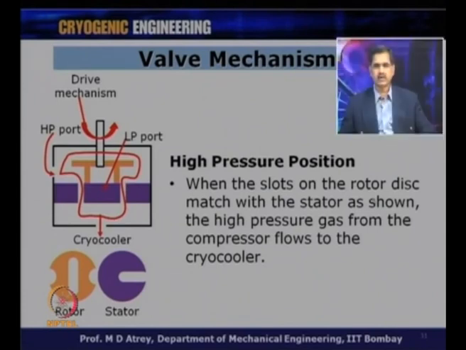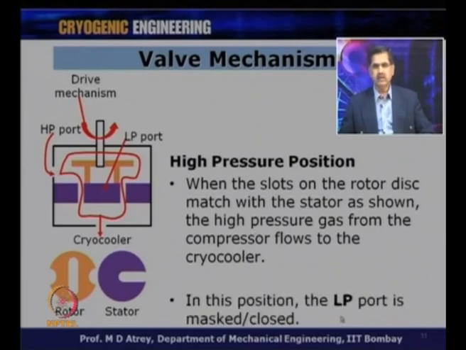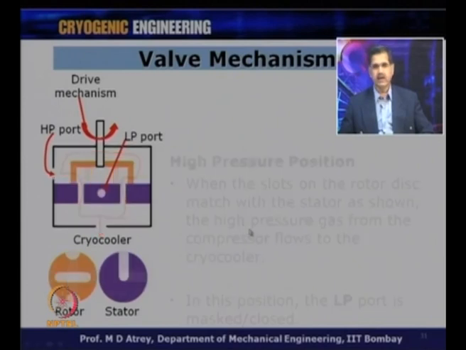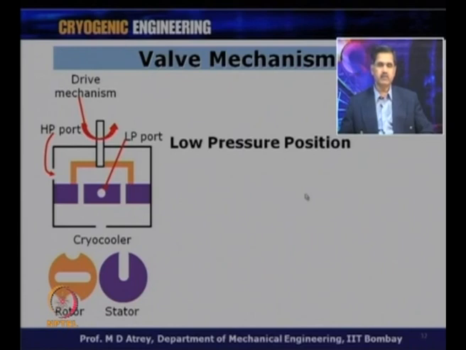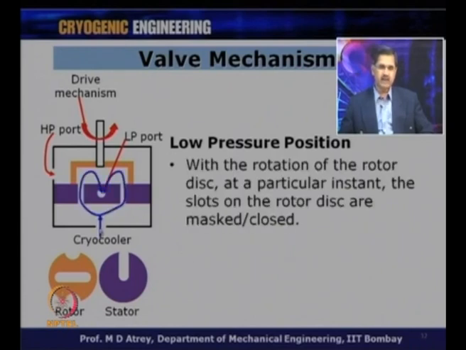When the slots of the rotor disc match with the stator as shown, the high pressure gas from the compressor flows to the cryocooler. In this way, the high pressure gas will go to the cryocooler. In this position, the low pressure is completely closed. The gas cannot see the low pressure gas at all, and when the position comes like this, now the low pressure position gets opened, and the gas travels from the cryocooler to the compressor, and this gas will come like that. This port is not open to the high pressure side anymore.